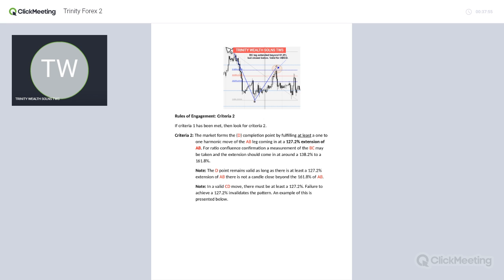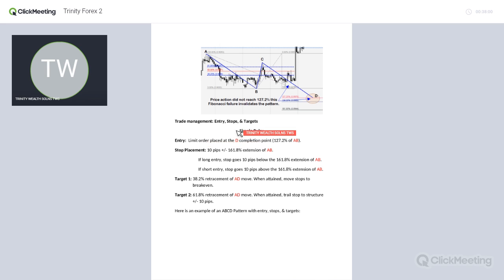And you're going to also see that practically, okay? So we want to see an invalid ABCD pattern. As you can see, we got our A to B, and then criteria number one was fulfilled. The market moved to ratio 61.8%. So criteria number one is fulfilled.